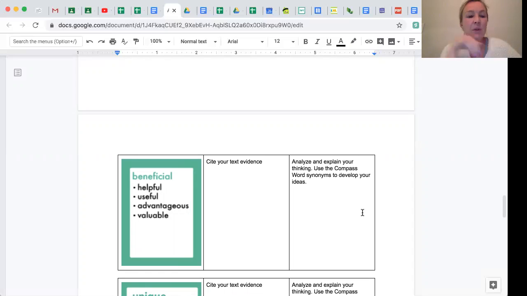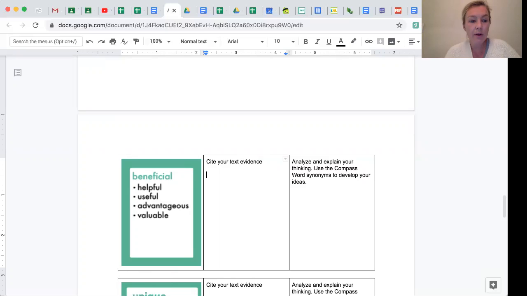Okay, so you focus on your word, the first one being beneficial. Okay, now I'm going to go back through my text. I'm going to find words or phrases that are examples of beneficial. Okay, so what is something that's beneficial, helpful, useful, advantageous, or valuable in the text? And I'll type it right here.